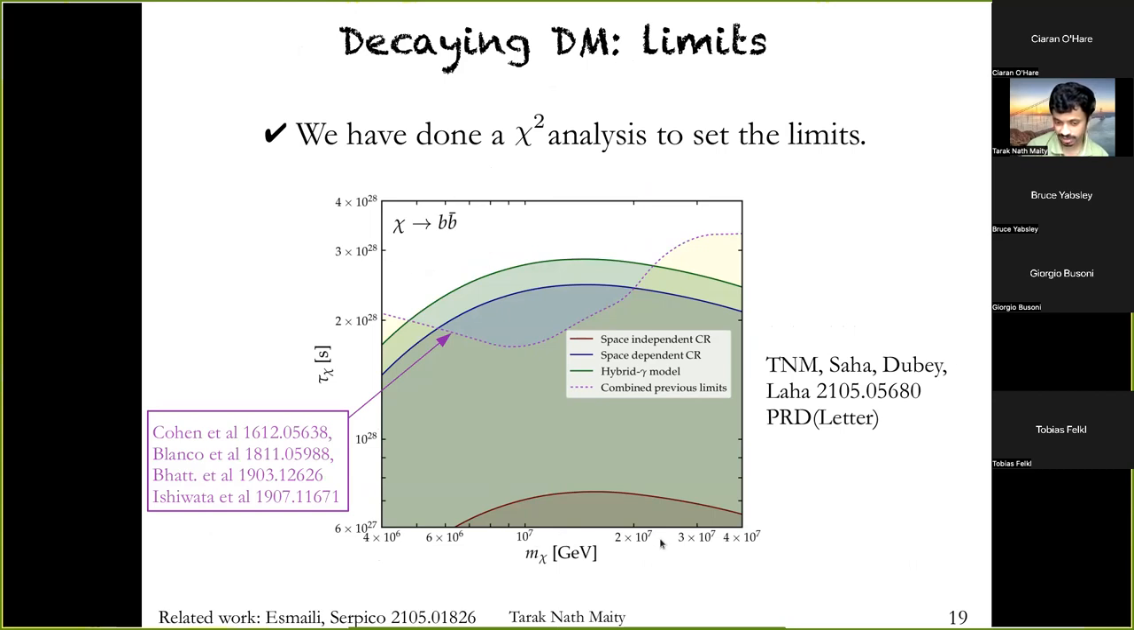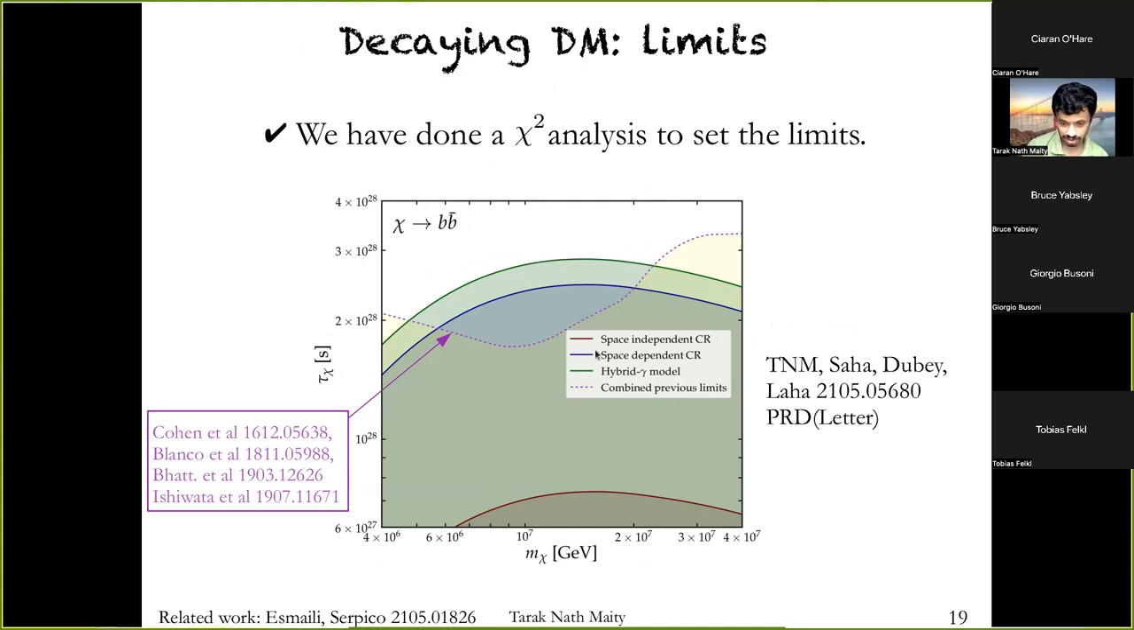where dark matter mass is on the x-axis and dark matter lifetime is on the y-axis. This is for a particular channel where dark matter is decaying to b b-bar. And these three different solid lines correspond to the space independent, space dependent, and hybrid gamma ray models.